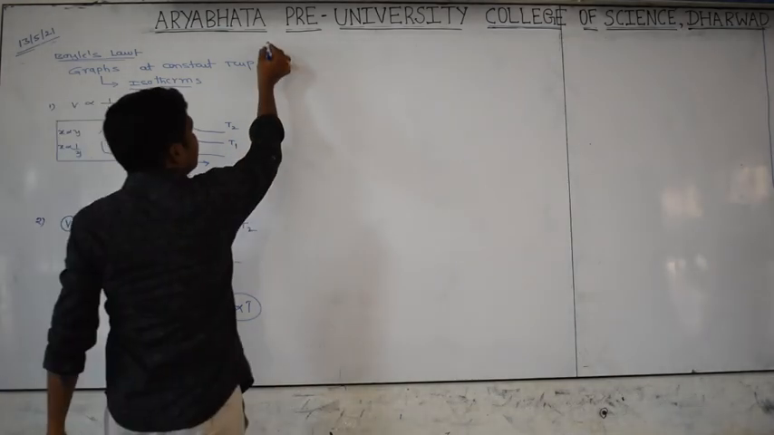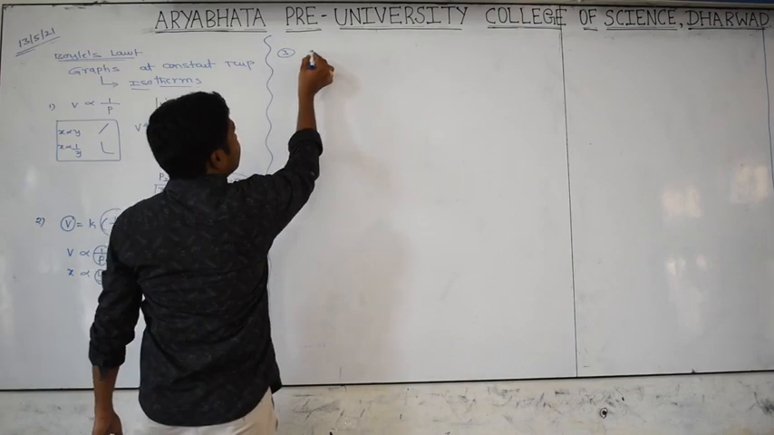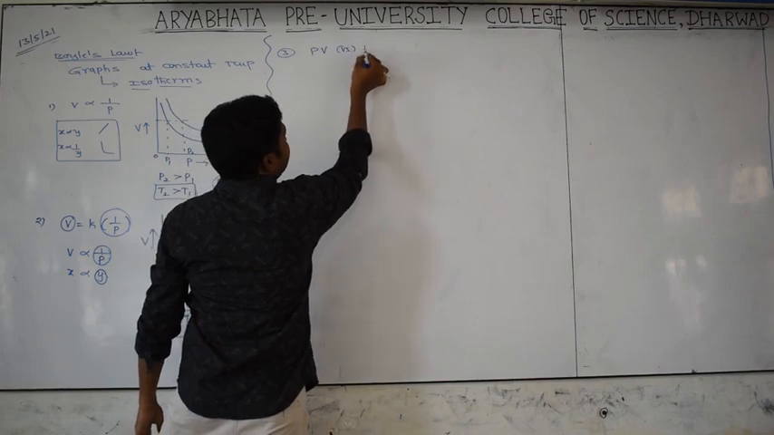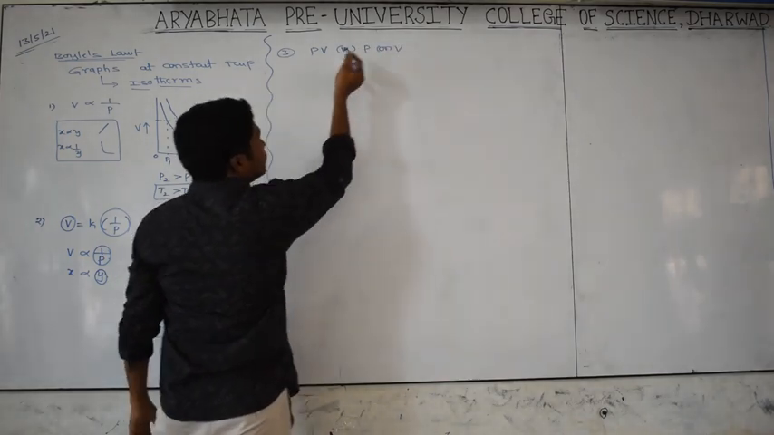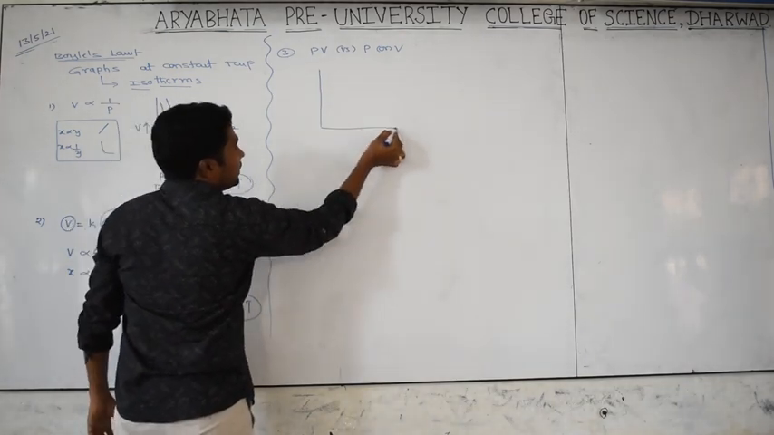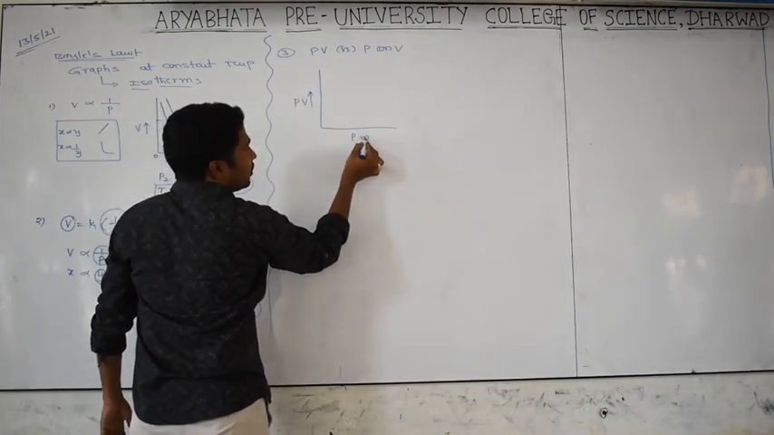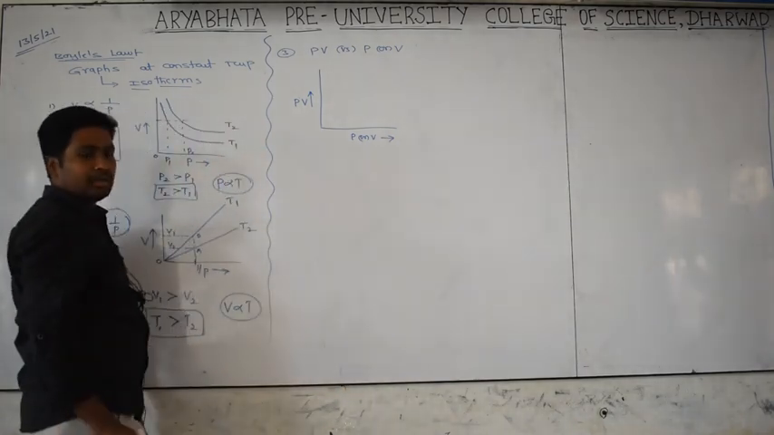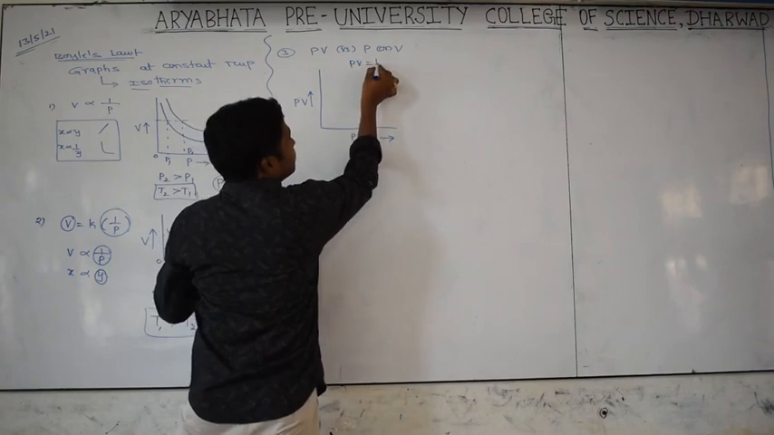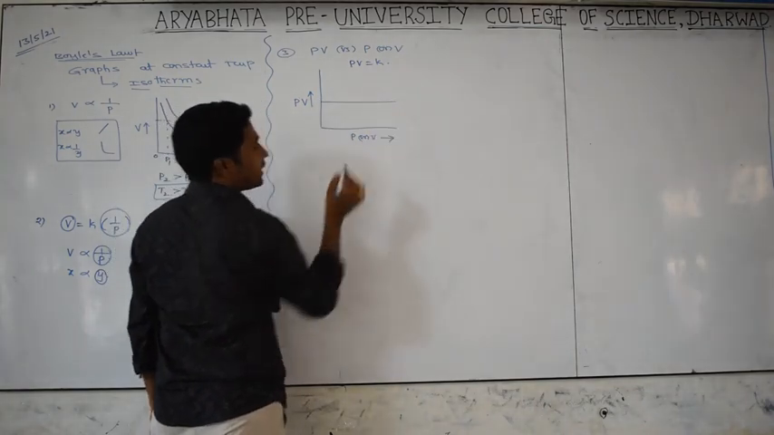Yes. I want to tell you some other graphs related to Boyle's law. The third graph is PV versus either P or V. You know very well we are taking PV versus P or V. PV values I am taking on the y-axis and pressure or volume on the x-axis. Whatever pressure you maintain, whatever volume you maintain, the PV value equals a constant. Already Boyle's law. So that's why we are getting a constant line like this.